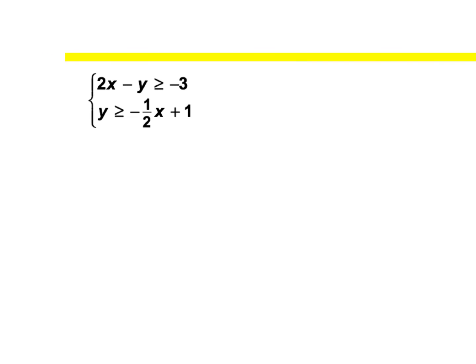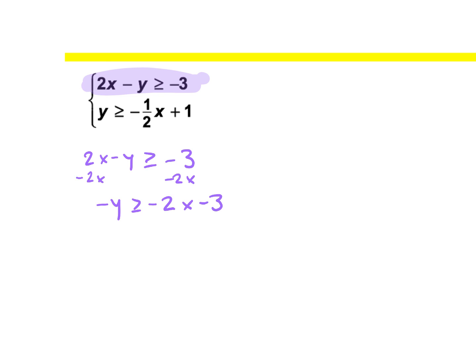Okay, so for our first equation here, what do we want to do? Put it into y equals mx plus b form. So 2x minus y is greater than or equal to negative 3. How do I put it into y equals mx plus b form? Subtract 2x. So I have negative y is greater than or equal to negative 2x minus 3. What should I do next? Divide everything by what? By negative 1.